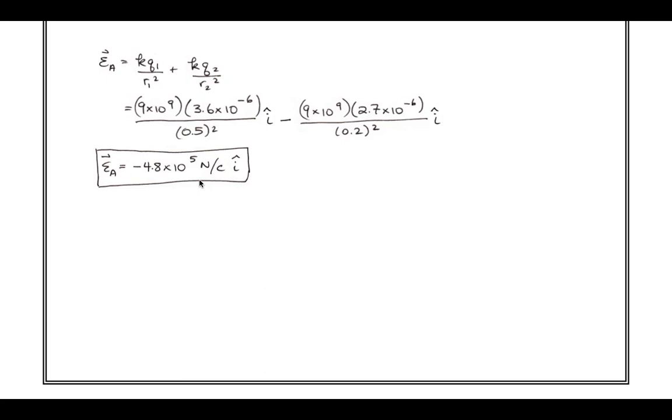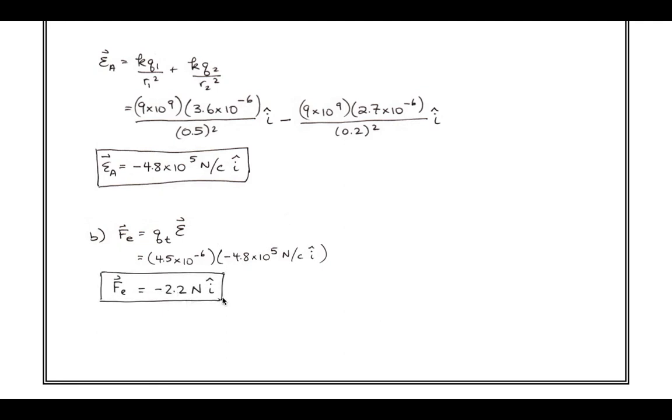So very straightforward. Still, the terminology and concepts are a little bit tricky. Part B just says, if I have a test charge that has this amount, what's the force on it? Well, then I just say Q times the electric field is the force. So 4.5 times 10 to the 6 times 4.8 times 10 to the 5th, and I get negative 2.2 newtons, a force in the same direction as the electric field. All right, next lesson, more complicated E fields.